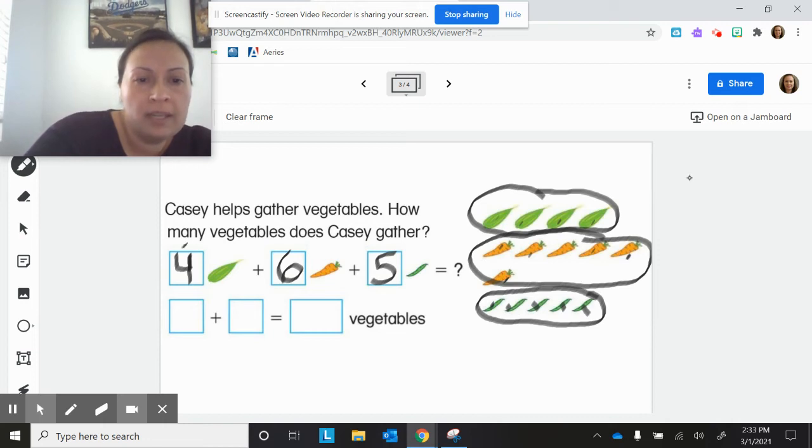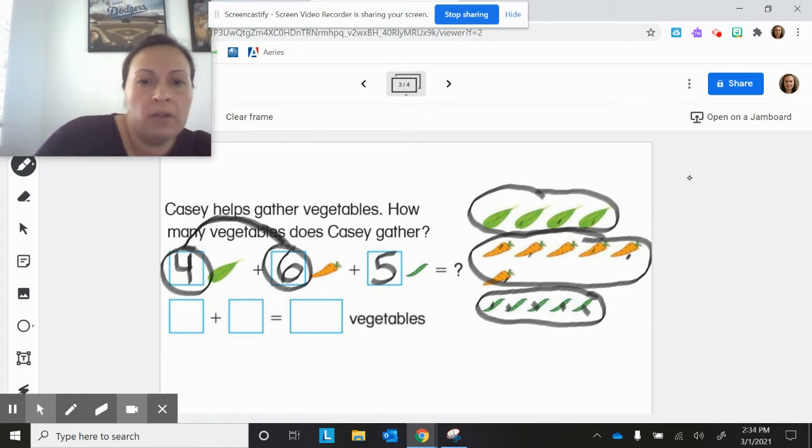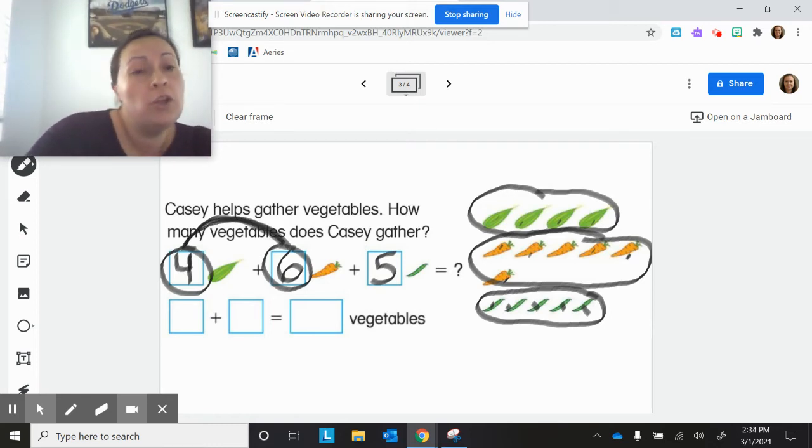So what I'm going to do is connect them with a rainbow. I'm going to circle both of them. Connect them with a rainbow, a little connector right there. So what was 4 plus 6 again? 10. Let's put the 10 up here.